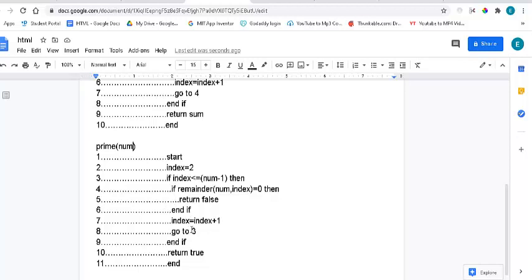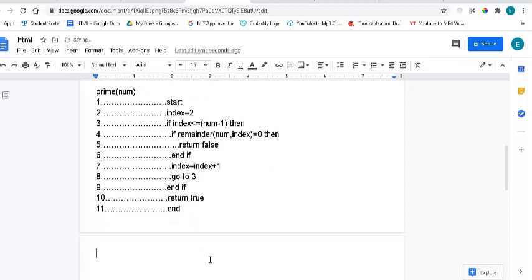When I get out of the loop, it means that I couldn't find any number that I can divide the original number with. So this means that the original number has to be prime. Now let's test this one before we continue. Let's go with, let's say, prime 7.